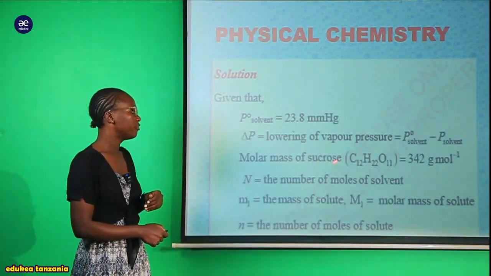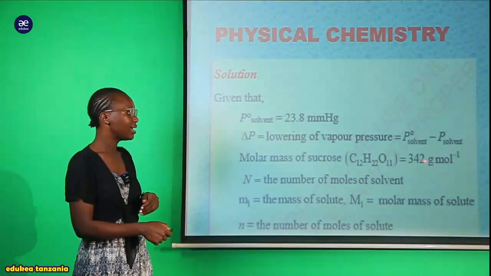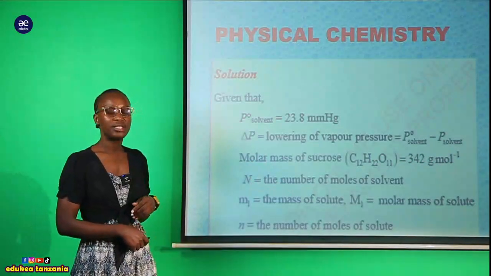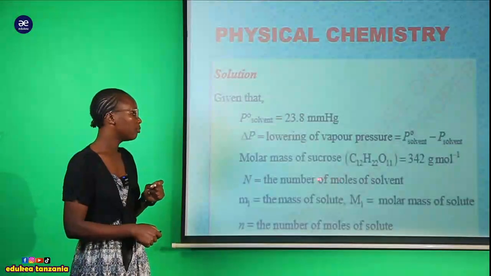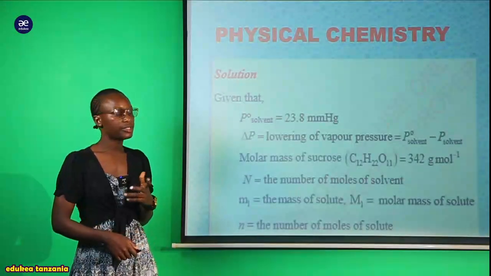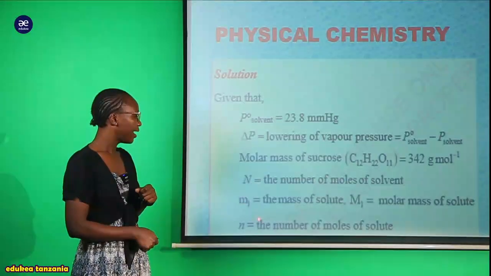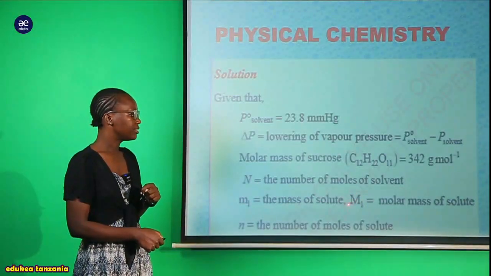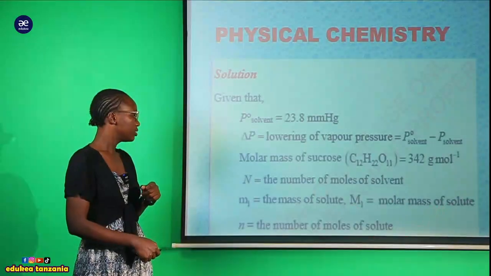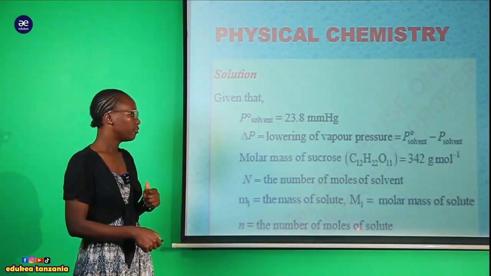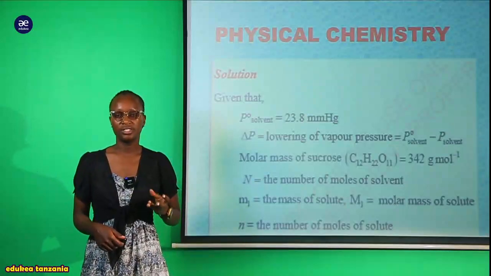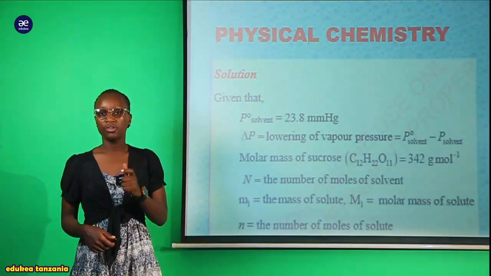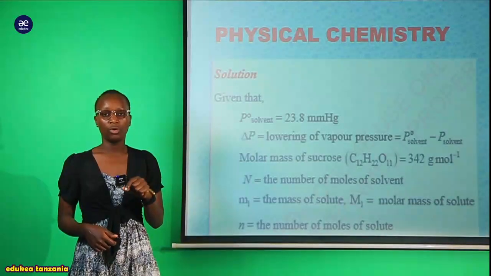So the molar mass of the sucrose, ambayo umeshapewa tayari, ni 342 gram per mole. Capital letter N ni sawa sana number of mole of solvent, tulishaziona hizi. Lakini small letter m1 ni the mass of the solute, na capital letter M1 ni sawa sana molar mass of the solute. Lakini pia small n, the number of mole of solute. Kuna N mkubwa na N mdogo. N mkubwa ni number of mole of solvent, lakini N mdogo ni number of mole of solute.